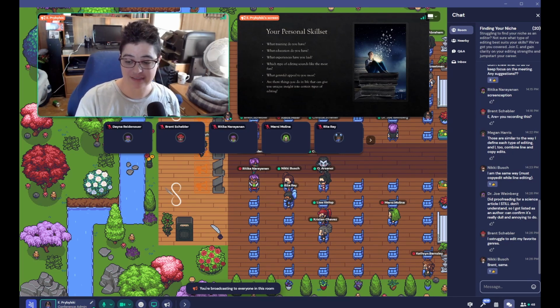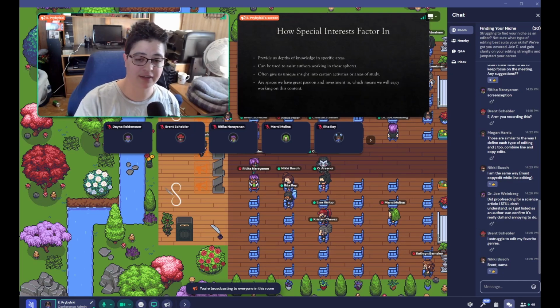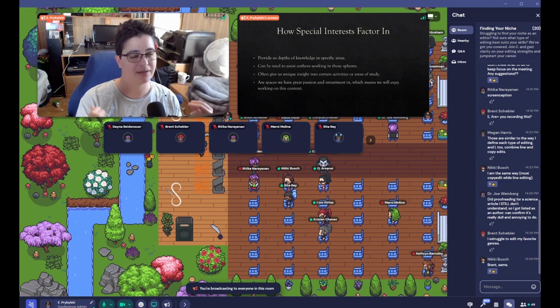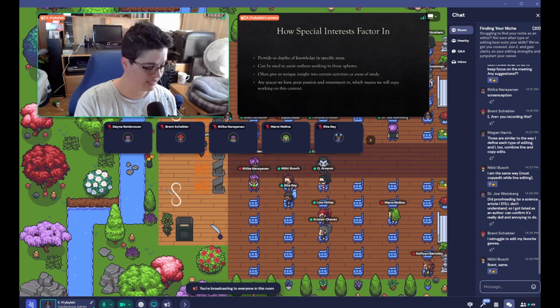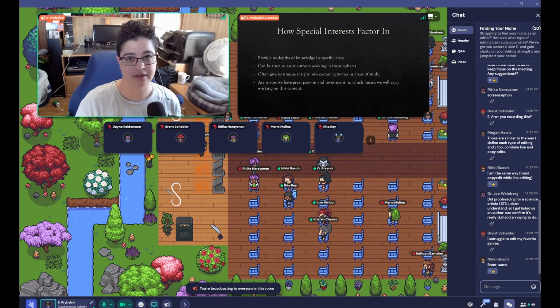On the next slide, we're talking about how special interests factor in, which does dovetail with my SCA stuff because one of my special interests is history. I am a giant nerd. But our special interests as neurodivergent people mean that we often have very deep and specific interests in things. So say somebody is really and deeply interested in weather. If you are really deeply interested in weather, then being a science editor might be incredibly satisfying for you.